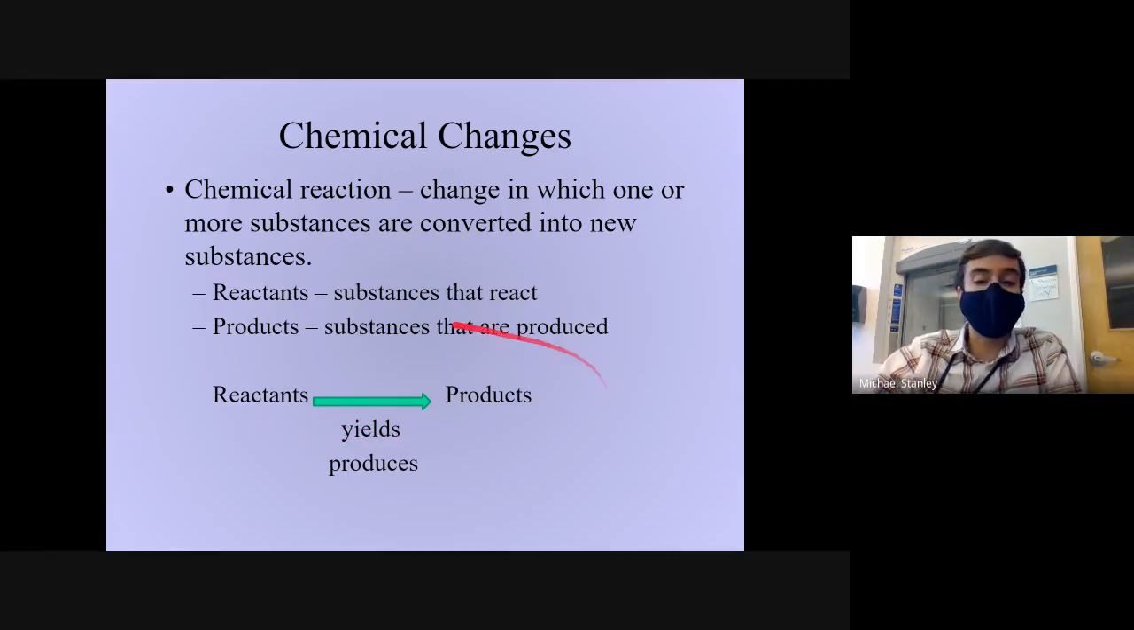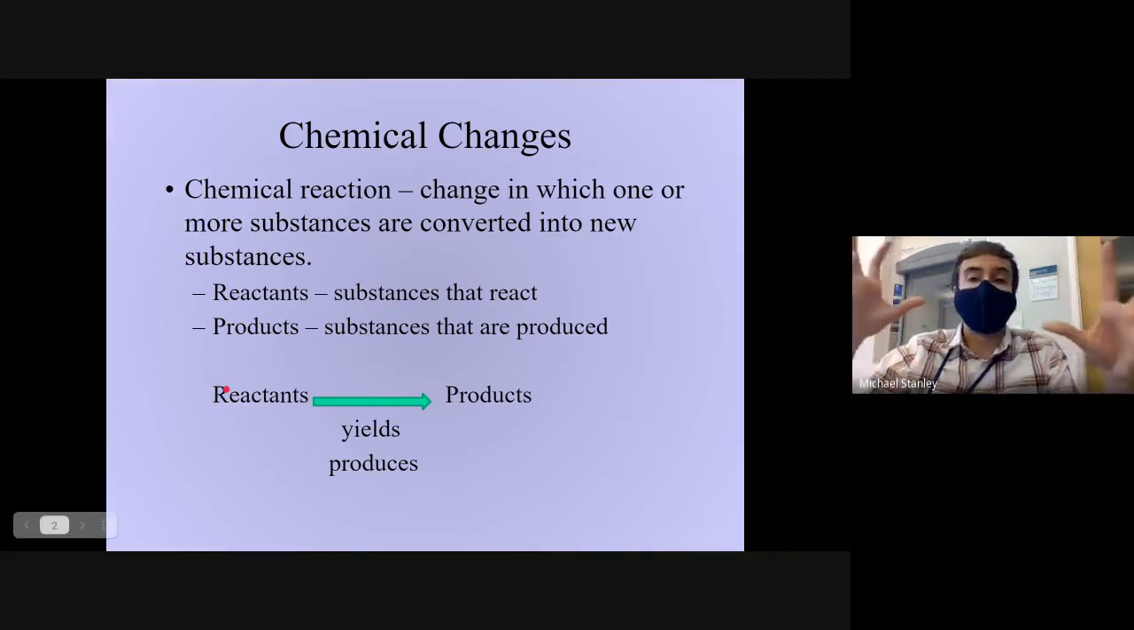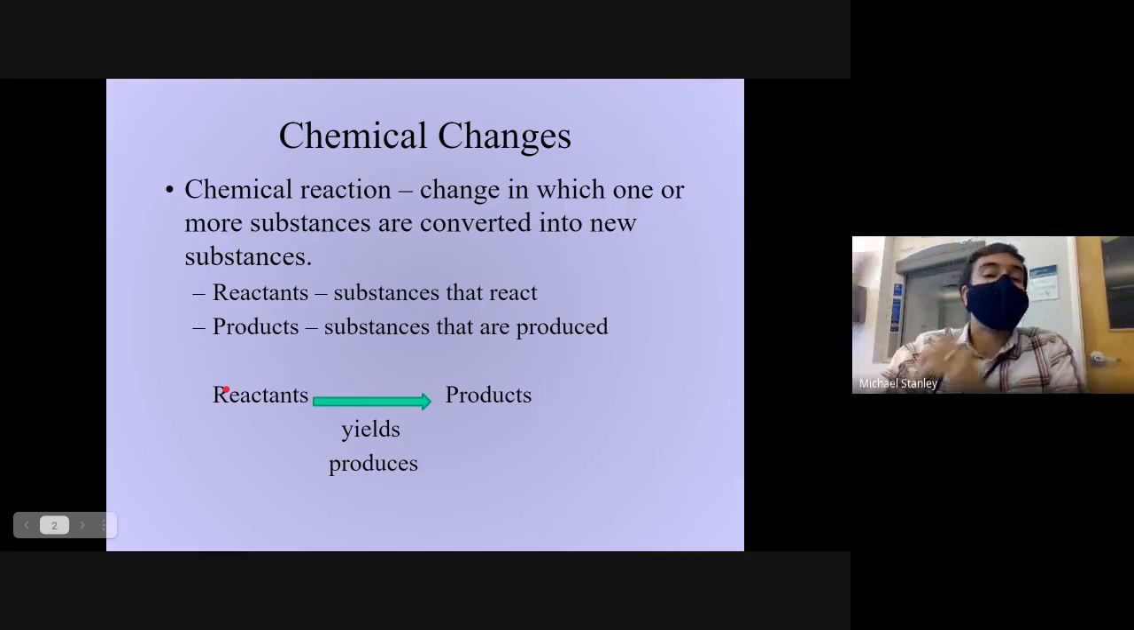So this is the very basic setup right here. You have some reactants on one side, they're going to come and react together, and then you're going to make some products at the end.